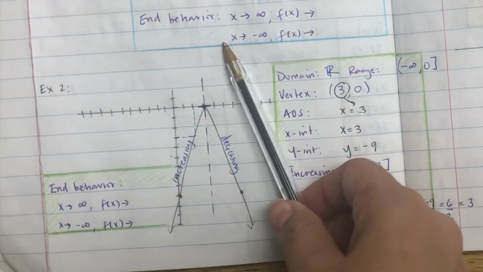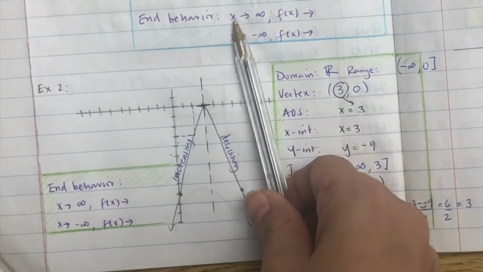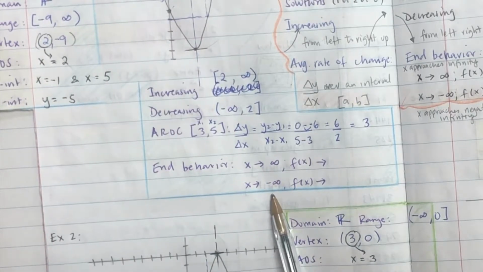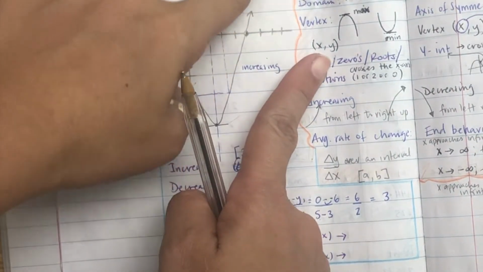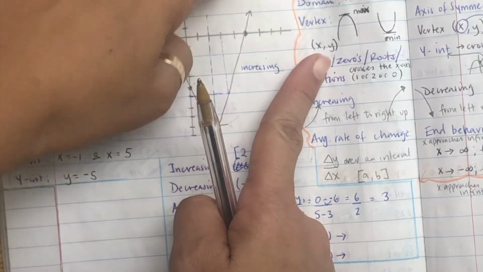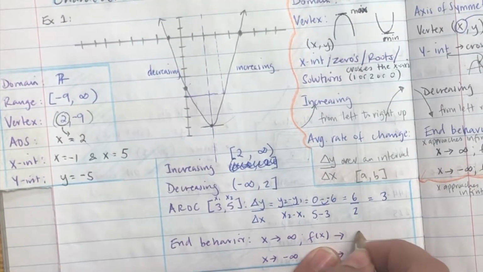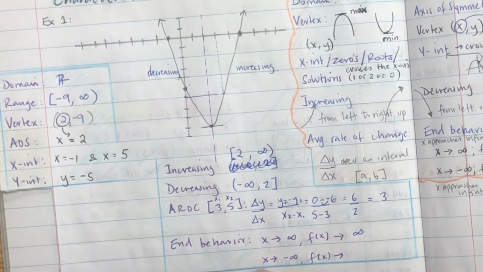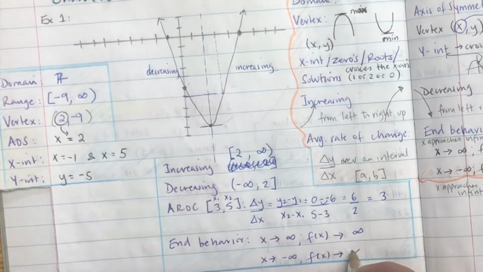And then finally, end behavior. So what's happening to the graph as x is approaching positive infinity and as it approaches negative infinity? So let's look at it. As x is going this way, where's the graph going? To what? Positive infinity. Okay, so f of x is approaching infinity. As x is going this way, what's the graph doing? It's also going to positive infinity.